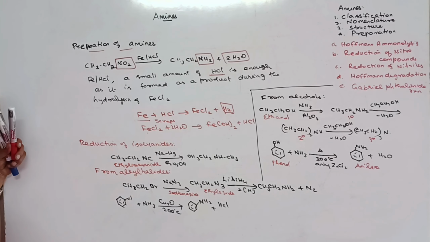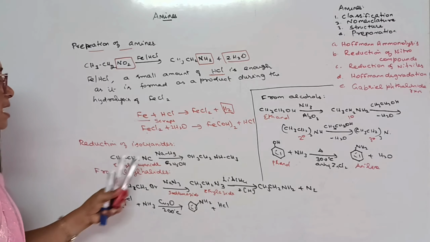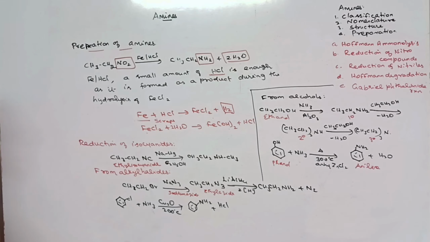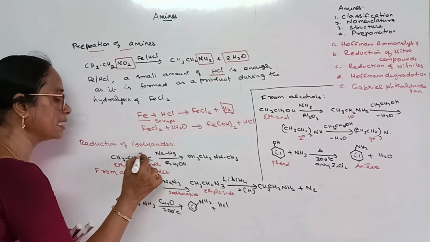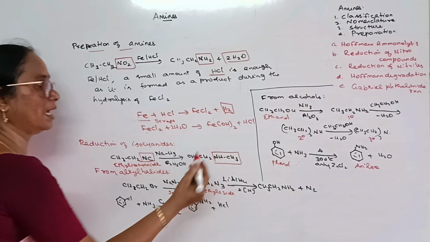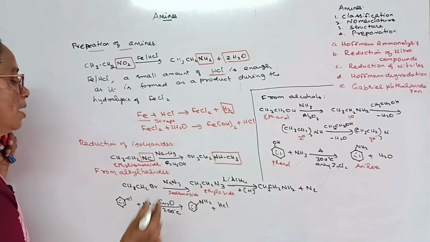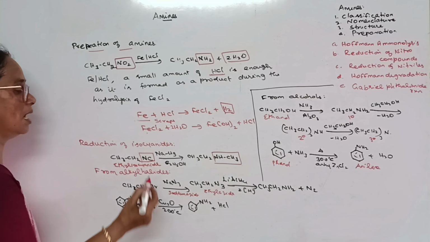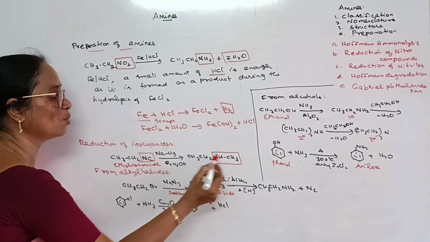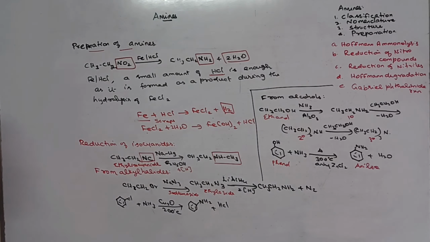The next one, reduction of isocyanide. We discussed cyanide. Cyanides are converted into primary amines, but isocyanides on reduction give secondary amines. Ethyl methyl amine is formed. So cyanide gives primary amine, isocyanide gives secondary amine. This reduction is carried out in the presence of sodium, mercury and ethanol. So it requires 3 plus 1, that is 4 hydrogen atoms, for the reduction.